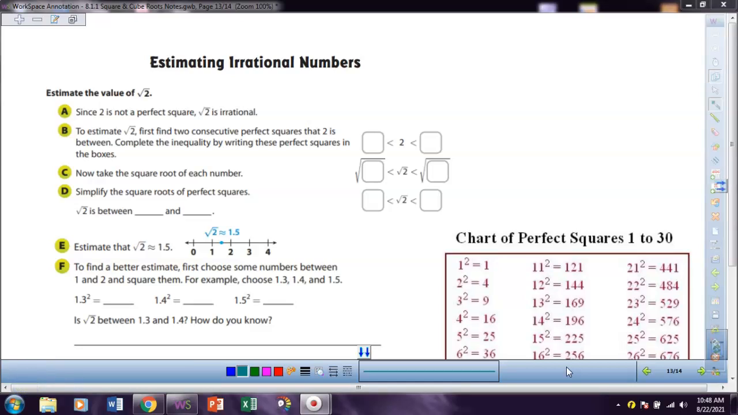Welcome back for part 3 of square and cube roots. Today we're going to be working with estimating irrational numbers.